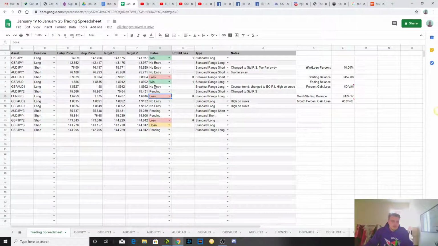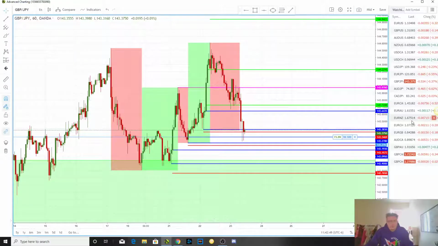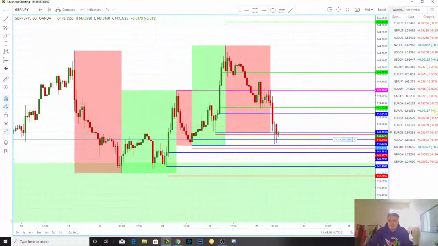So we had a couple losses overnight. We had the Euro New Zealand stopped out, and the Pound Yen 2 stopped out, and then the Pound Yen 3 opened. I did change the Pound Yen 3, so we'll start with that. Oh, look at that, we're there.